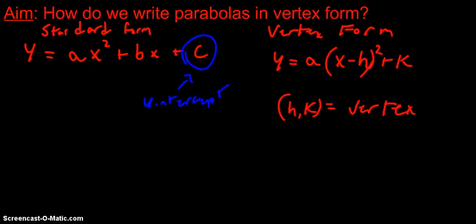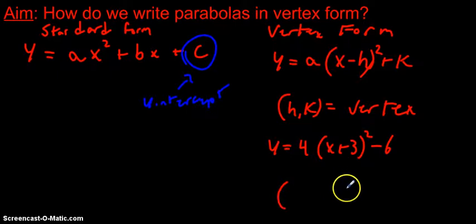So here's an example. If we wrote y is equal to 4 times x plus 3 squared minus 6, the vertex of this parabola is actually h, which in this case is negative 3, and k, which in this case is negative 6. So if you want to try and memorize it a little bit, it's the opposite sign of this term and the same sign as this term. Alright, so let's take a look at how to write a parabola in vertex form.